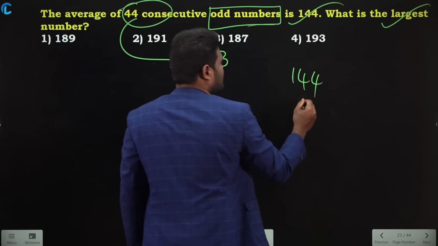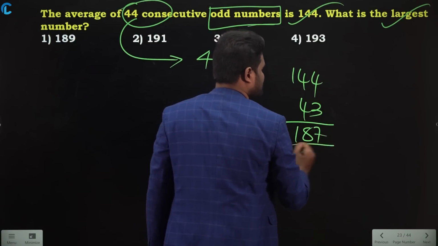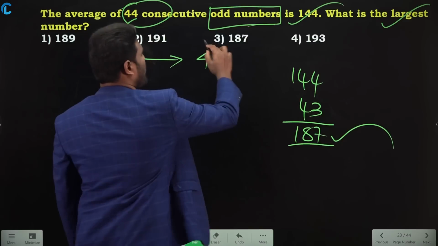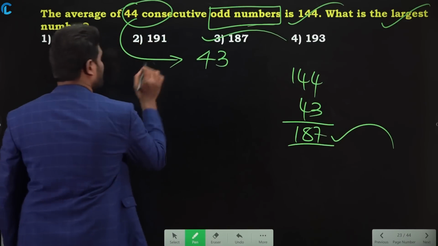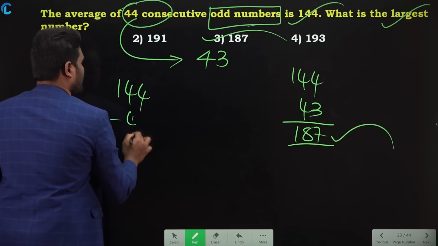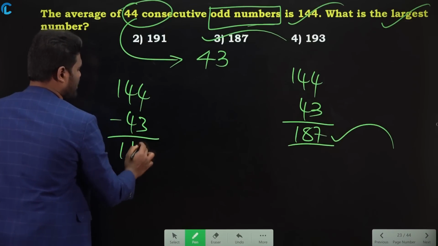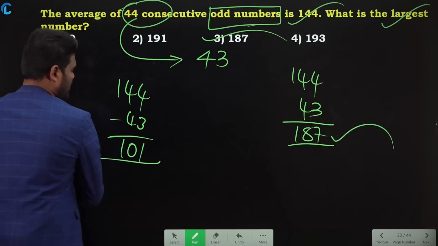When you add it, this is going to be 144 plus 43, that is 187. So the highest number is nothing but 187. If they ask you for the lowest number, what do you do? The average is 144. Subtract, minus 43. So the answer is going to be 101. So the lowest number is going to be 101.